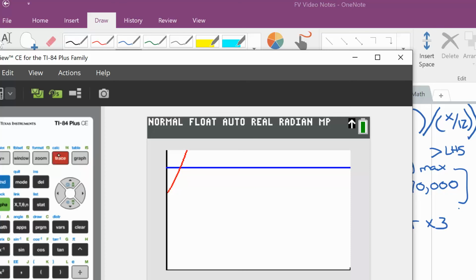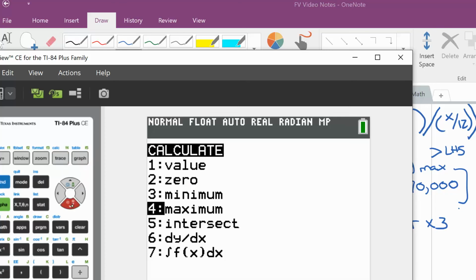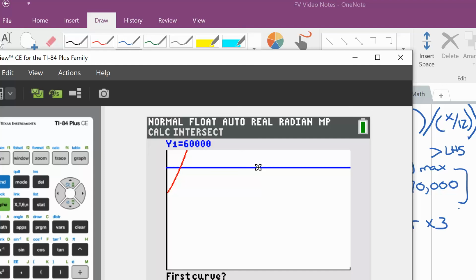Second, trace, number 5. Okay, now it asks you a question. It says first curve, don't worry about it, just hit enter. Second curve, don't worry about it, hit enter. Guess, you don't want to guess, just hit enter. And notice it gives you the intersection.